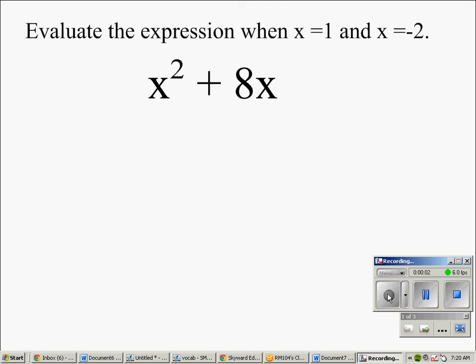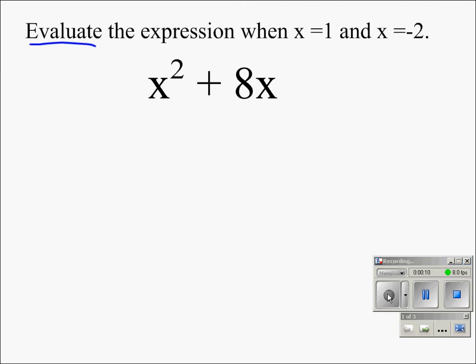Today we're going to work on evaluating expressions and evaluating functions. First one we're going to do is evaluating functions. Evaluate just means to solve, find the solution, simplify. All those words mean the same thing.